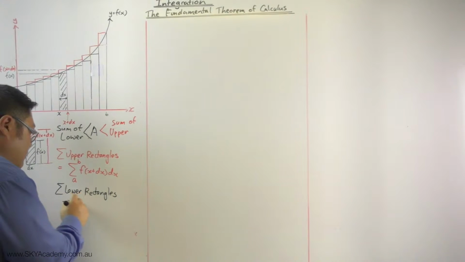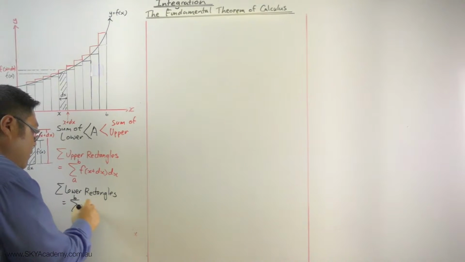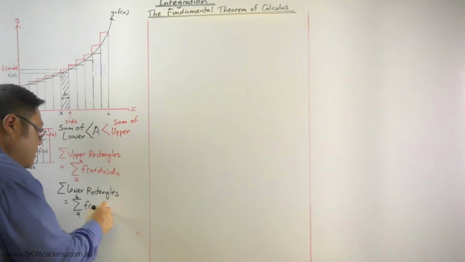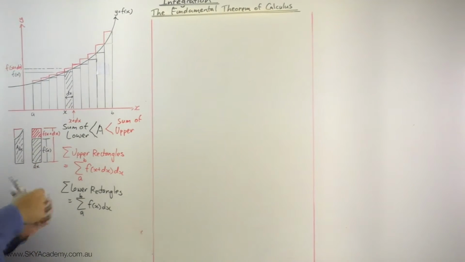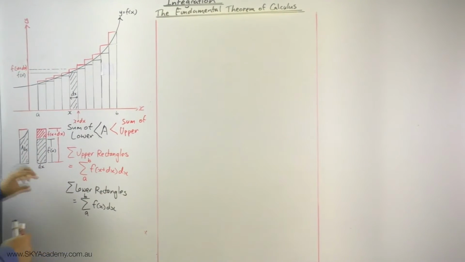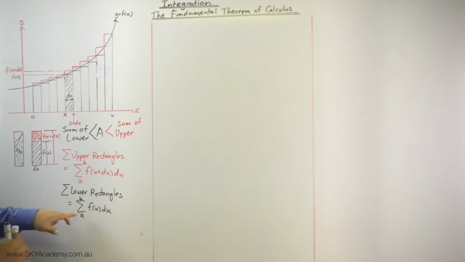Now, the sum of the lower rectangles will be exactly the same, but it will be from A to B of f of x dx. Does that make sense? Because you've got f of x here and dx there, so it's the sum of all the rectangles from A to B.